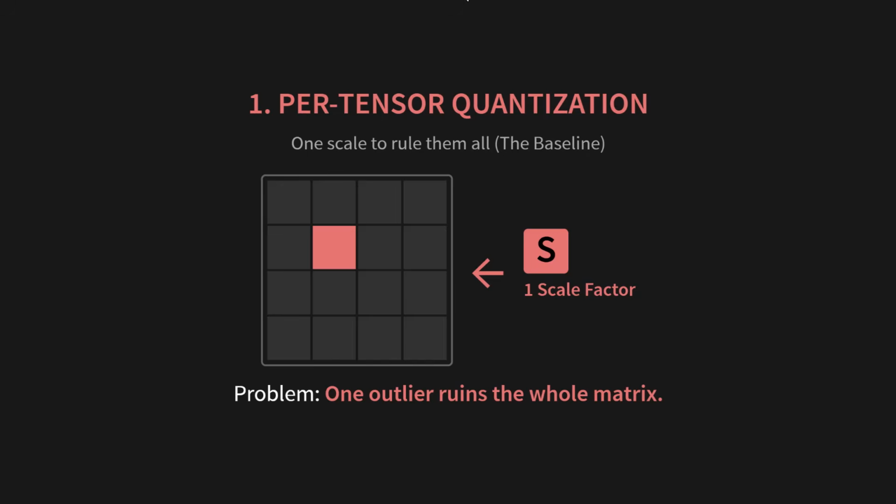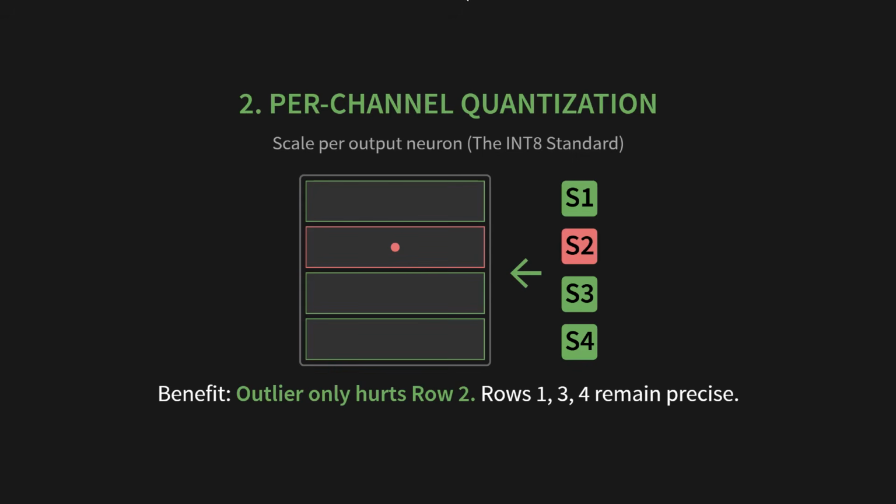So we get more granular. Method 2 is per channel quantization. This is the int8 standard. Instead of one scale for the whole matrix, we calculate a separate scale for each row or output neuron. Look at the diagram. We have S1 for the first row, S2 for the second, and so on. What's the benefit? The outlier now only hurts row 2. Rows 1, 3, and 4 remain perfectly precise because they have their own properly sized scales. We've isolated the damage. Let's see this in code.